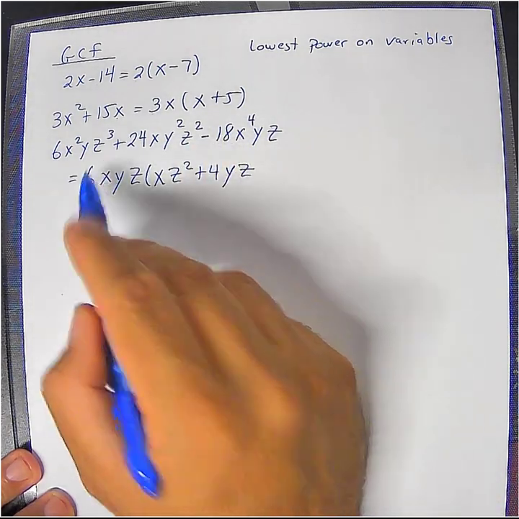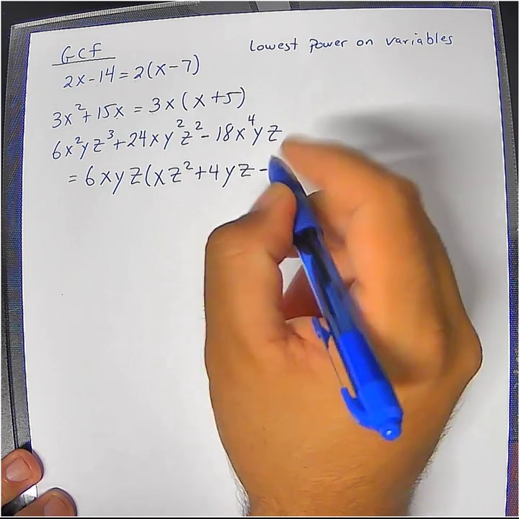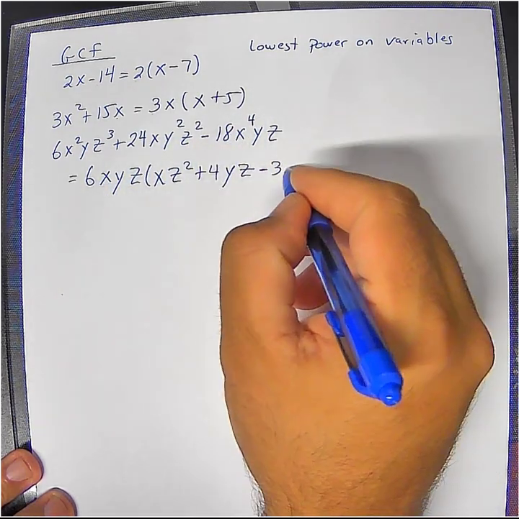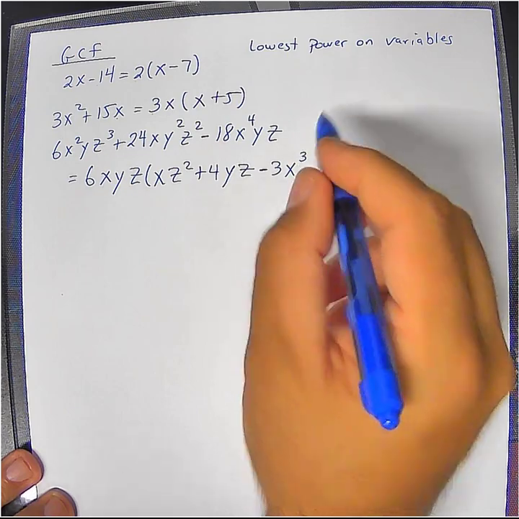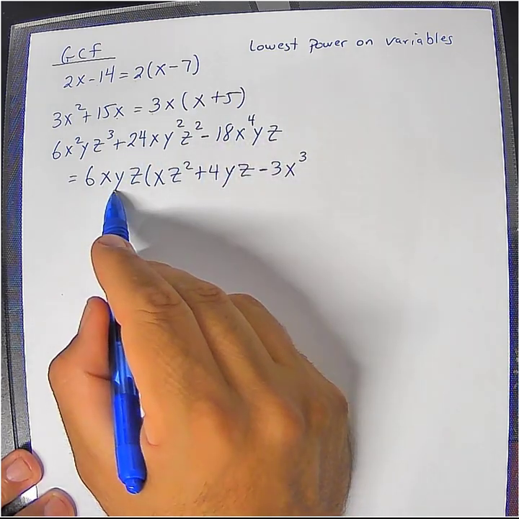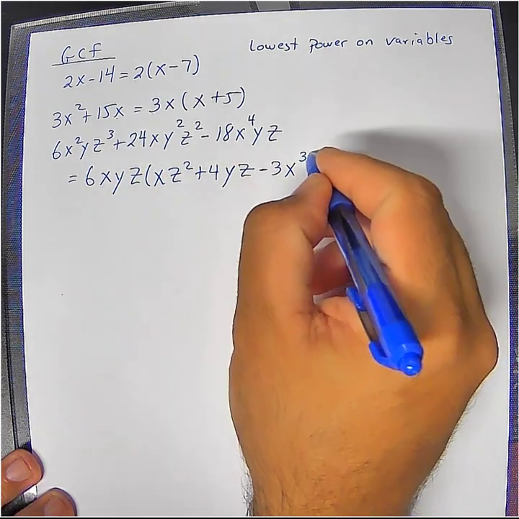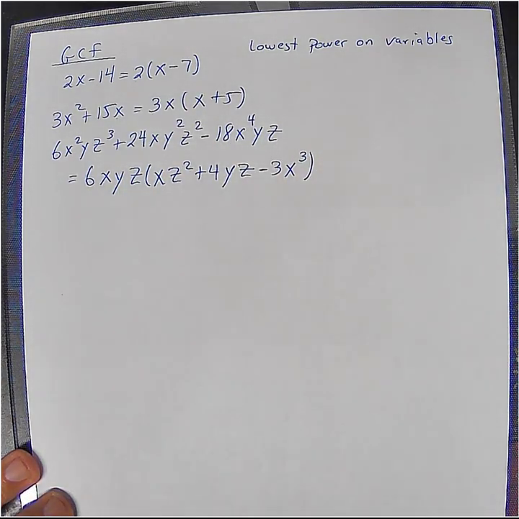Negative 18 divided by 6 is a negative 3. I had 4 x's, took out 1 x, so that gives me x to the third. I had a y, took out a y, that's gone. I had a z, took out a z, that is gone. So we are done. And that's all there is to the GCF.